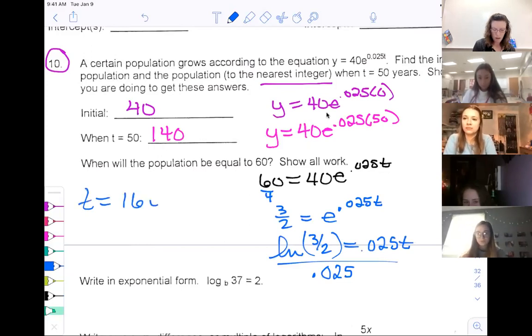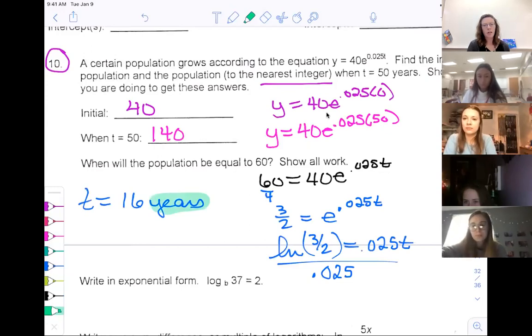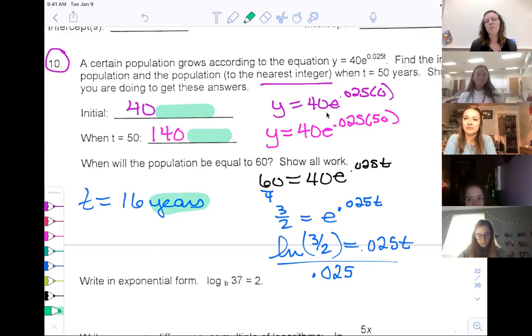Nice. And that last part, make sure you're labeling it. I was looking at homework. A lot of you didn't have that answer labeled. So it's about 16 years. Make sure you have that labeling for that information. The other two pieces, it says a certain population. So we don't know if it's a population of people or a population of deer or a population of bunnies. It could be anything. So in theory, you wouldn't need to label those two pieces of information because we're not really sure what population we're talking about. Any questions on 10?